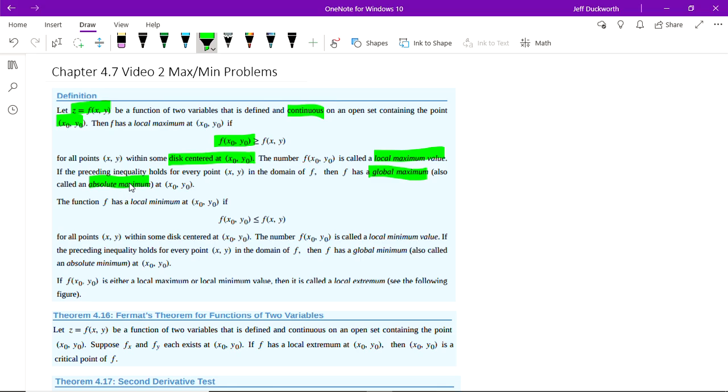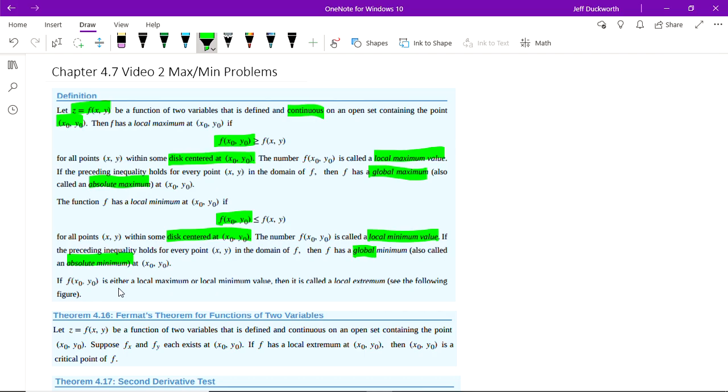And the local min works the same way. So if your function at that x naught, y naught is less than or equal to all other values in that disk around it, then you have a local minimum, and it's a global or absolute minimum if it's smaller than all other values of x, y that you can put in there.